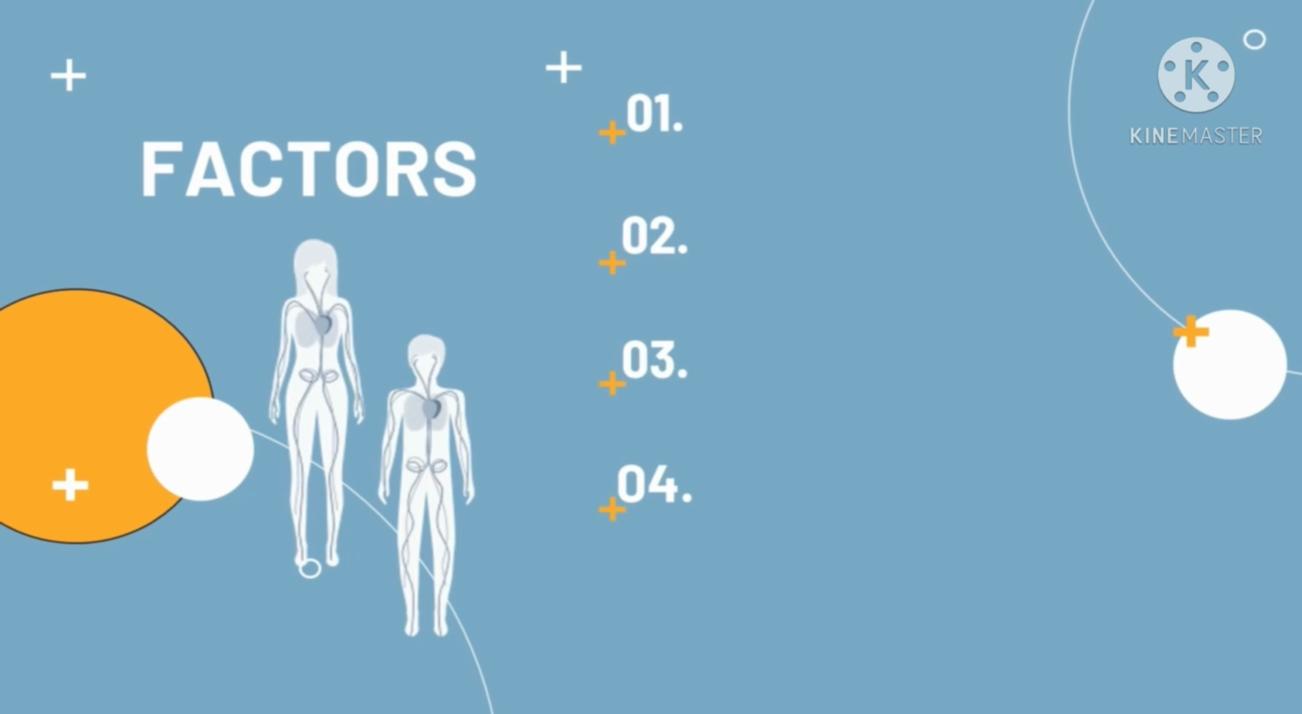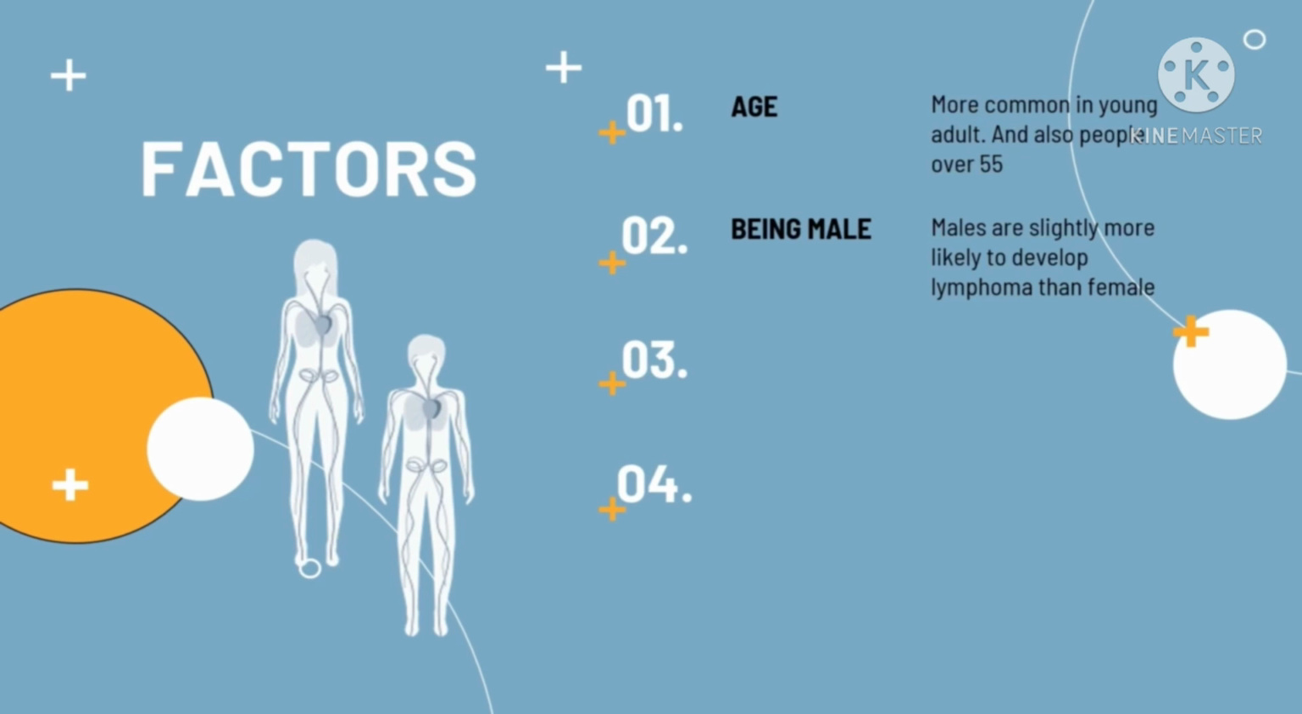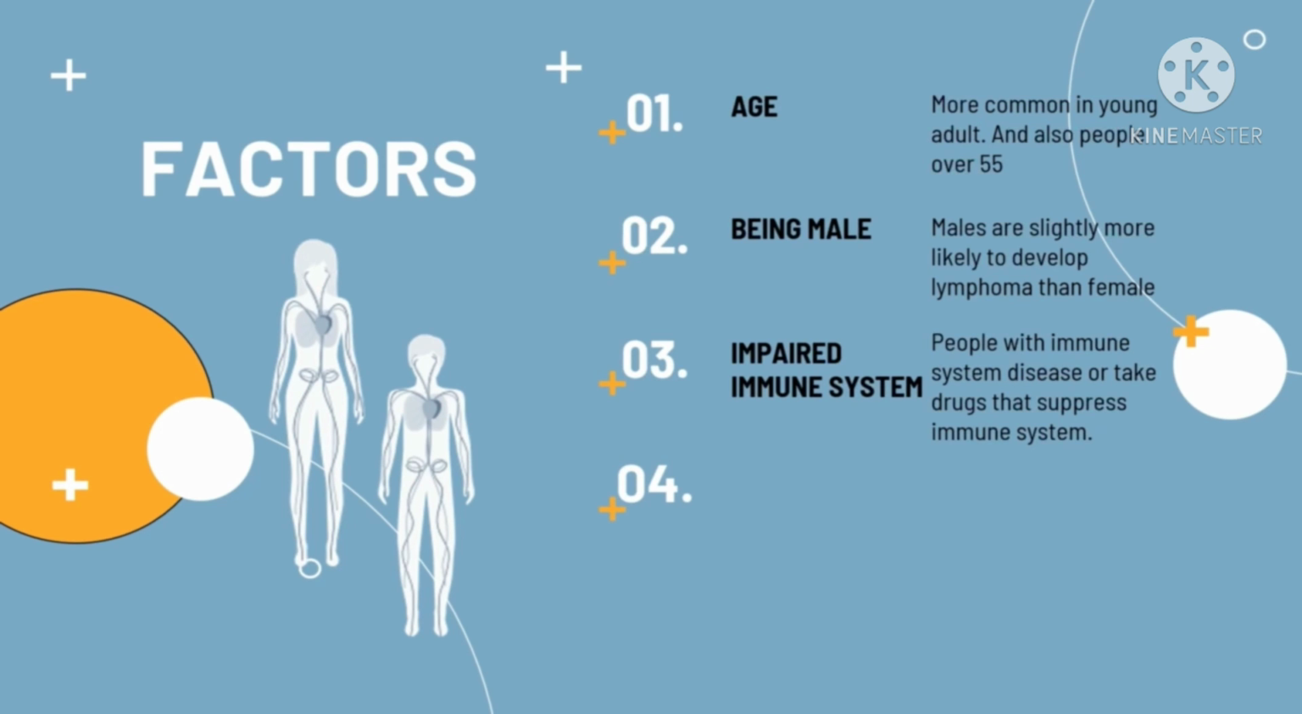There are four risk factors. Age: more common in young adults and also people over 55. Being male: males are slightly more likely to develop it than females. Impaired immune system: people with immune system disease or who take drugs that suppress the immune system. Next, developing infections: Epstein-Barr virus and Helicobacter pylori infection.